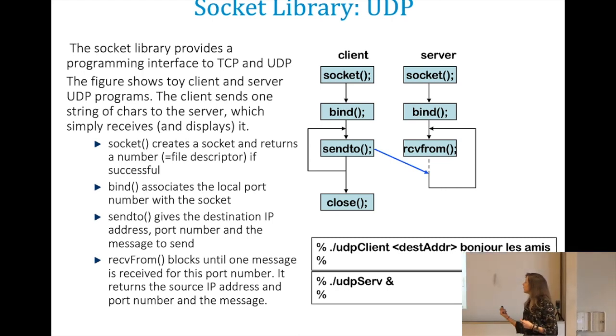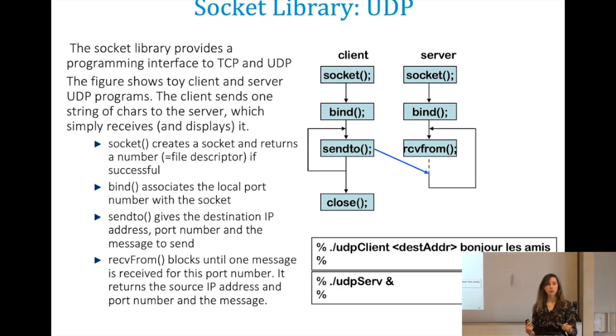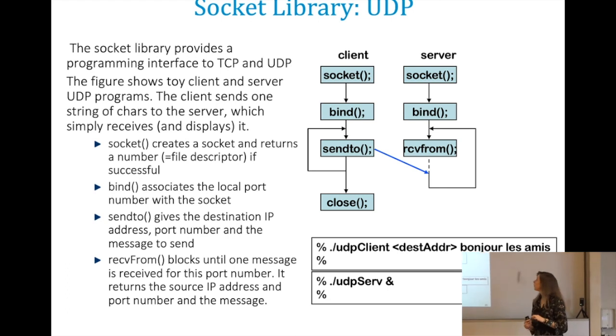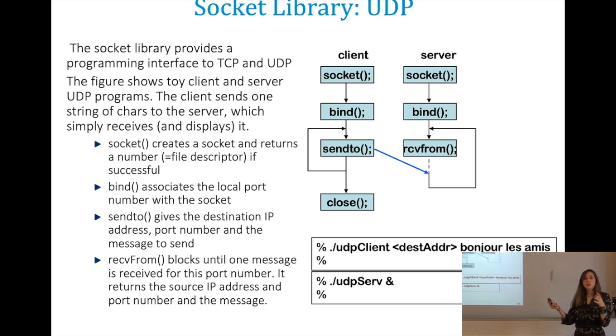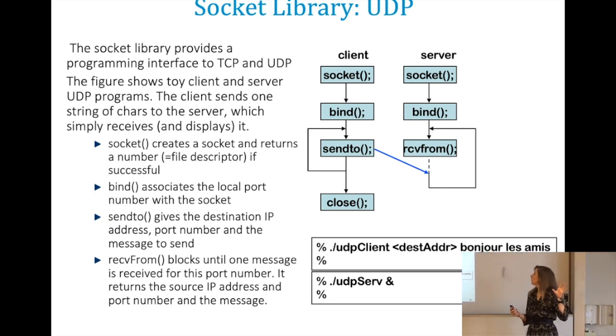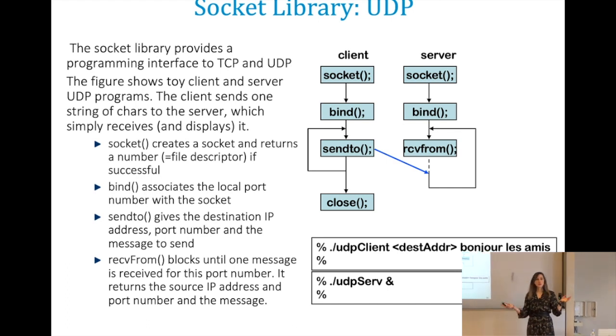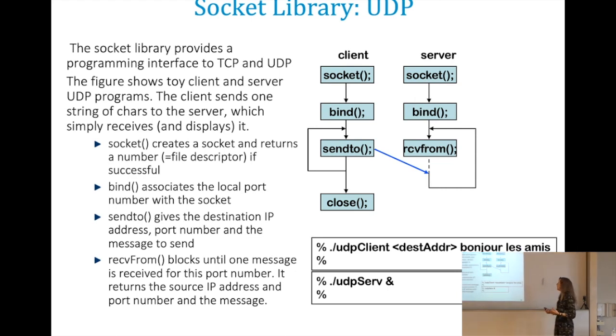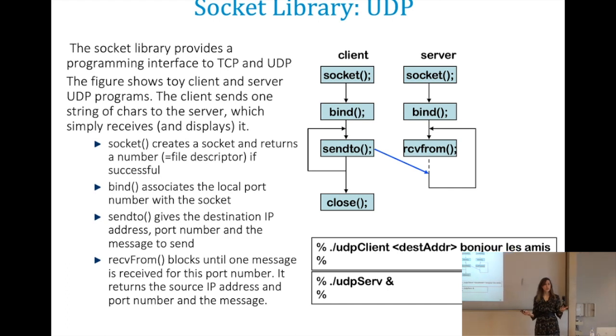So for the UDP protocol, we have, in both cases, UDP or TCP, a toy example where a client and a server want to communicate. In this very simple example, the client will send a request to the server. So first of all, what needs to happen on both sides is that they need to call this socket function, which creates a socket and returns a number.